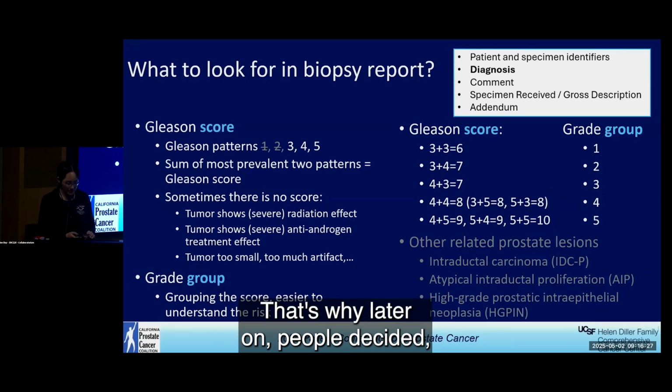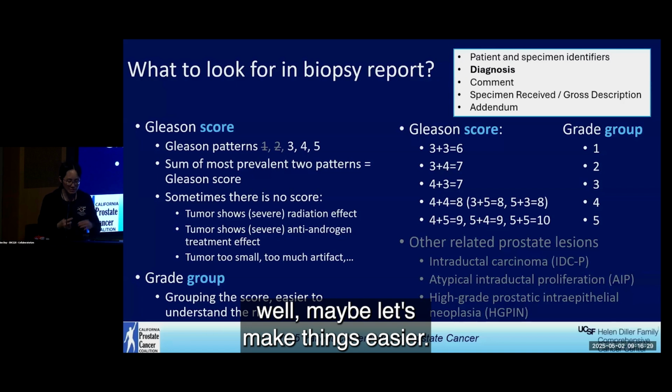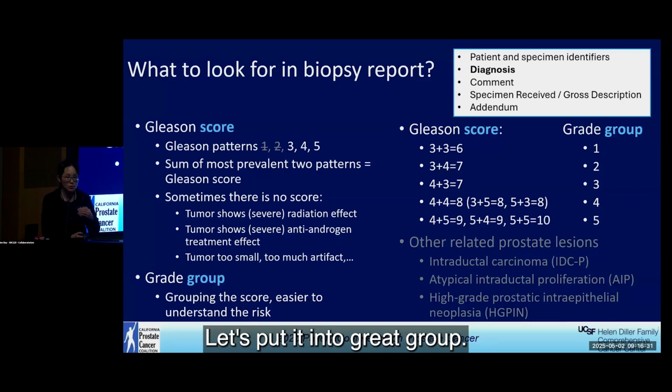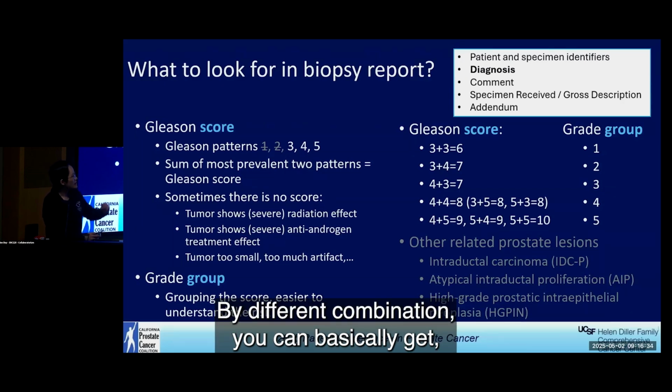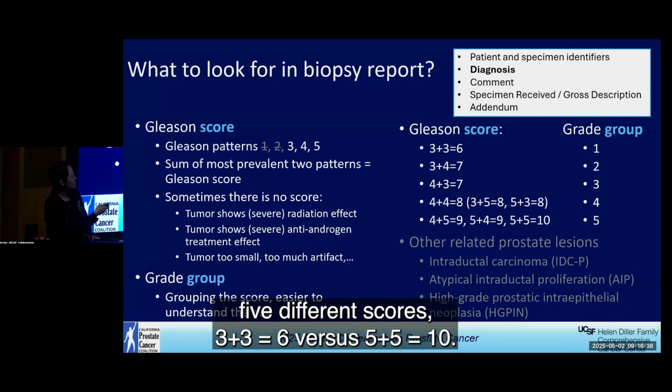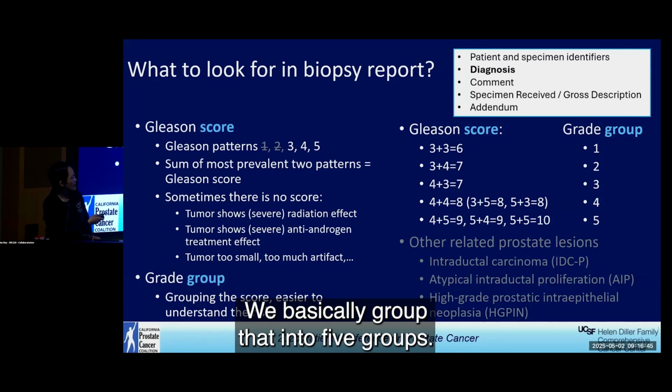So that's why later on people decided, well, maybe let's make things easier. Let's put it into grade groups. By different combinations, you can basically get 5 different scores. 3 plus 3 equals 6 versus 5 plus 5 equals 10. And we basically group that into 5 groups.